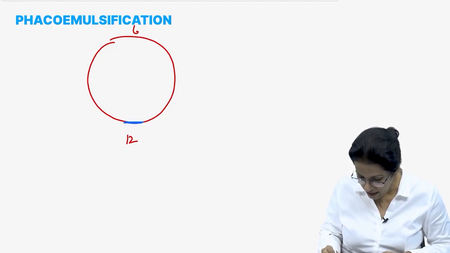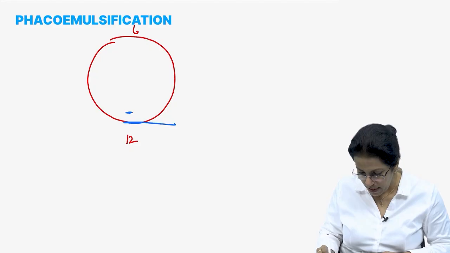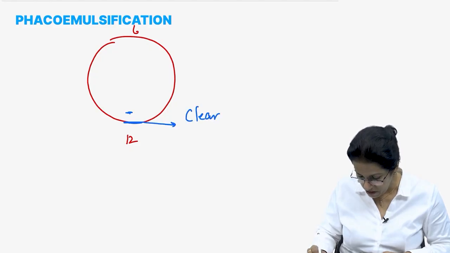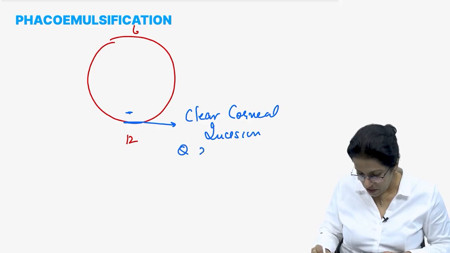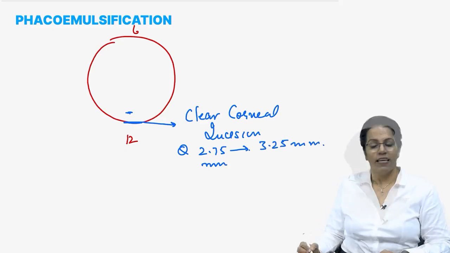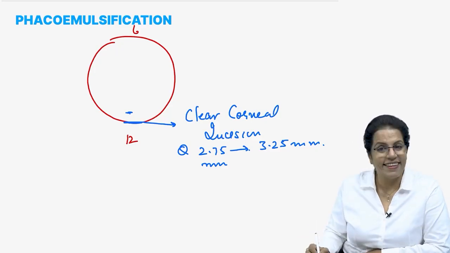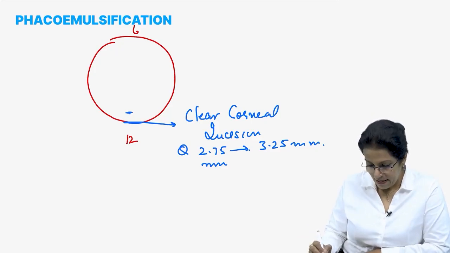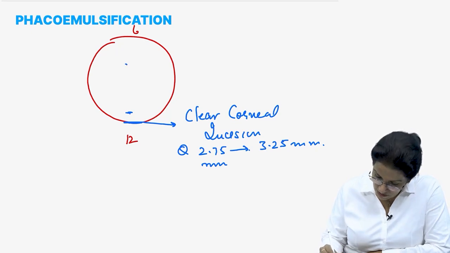In the clear corneal incision, I am entering here. Suppose this is mainly a biplanar incision. So, clear corneal incisions are mainly preferred in phacoemulsification. Incision length has been asked as an exam question. It is 2.75 millimeter to 3.25 millimeter. Now, after giving this clear corneal incision, my next step, of course, is CCC.